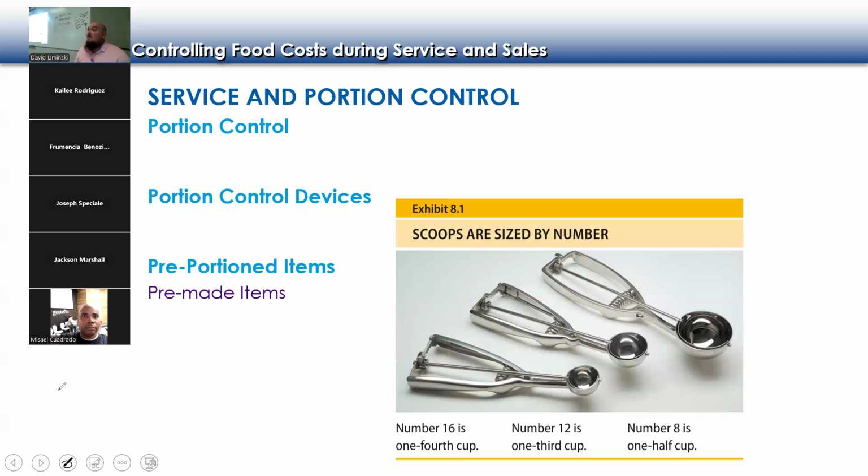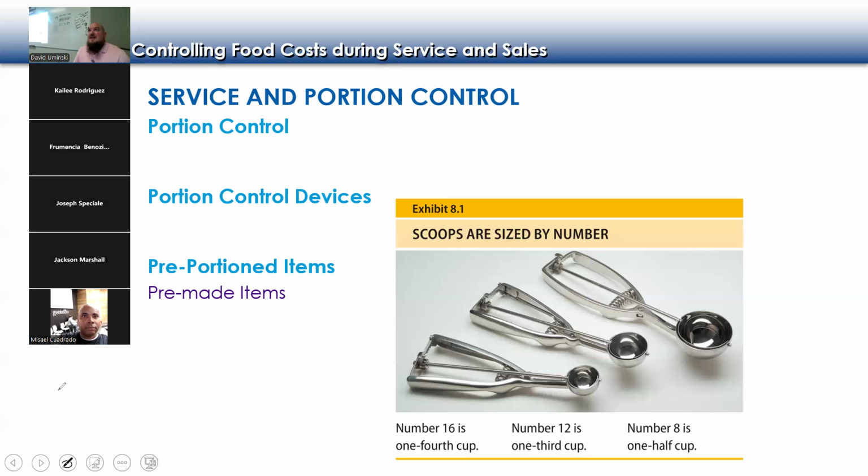We could use a measuring cup. Absolutely. Anything else we can use for portion control? What kinds of dishes are we actually going to be serving on or serving in? Good. Measuring spoons, absolutely. The hotel pans.